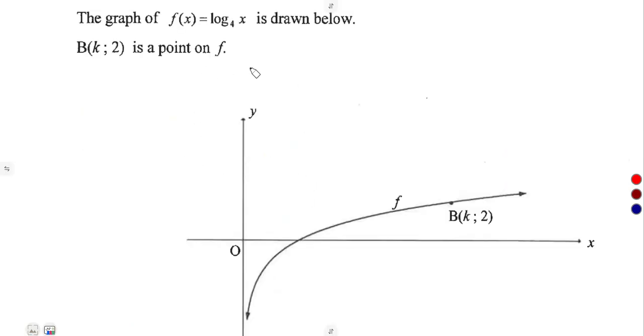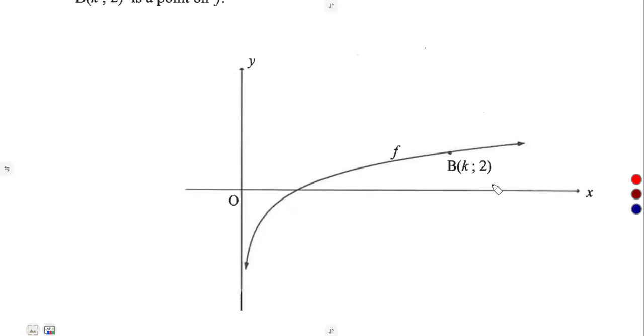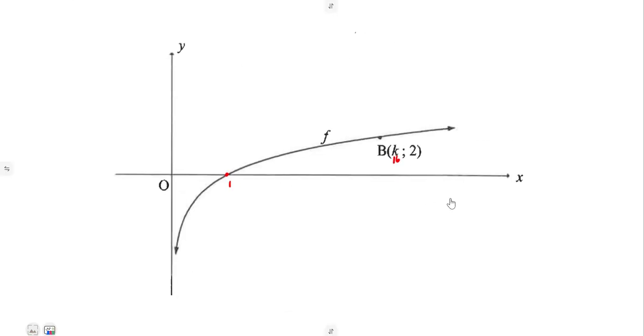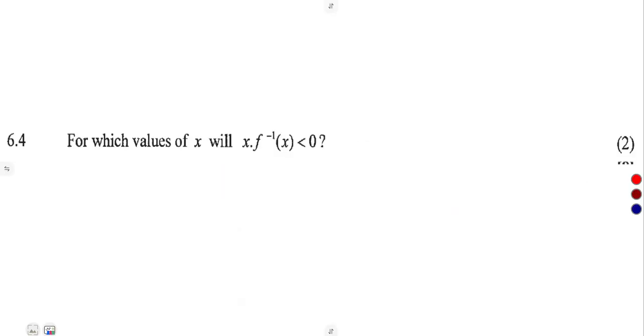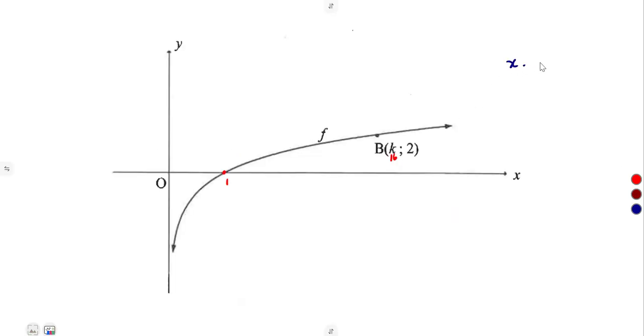If we consider this one, there was a log as our graph here, and that was the value of k, which is 16. All right, this was 1. So this is the graph of a log, which is our f. But the question here was, for which values of x will x times the inverse, take note, is the inverse, be less than 0? So we need a condition where x times the inverse of f is less than 0.